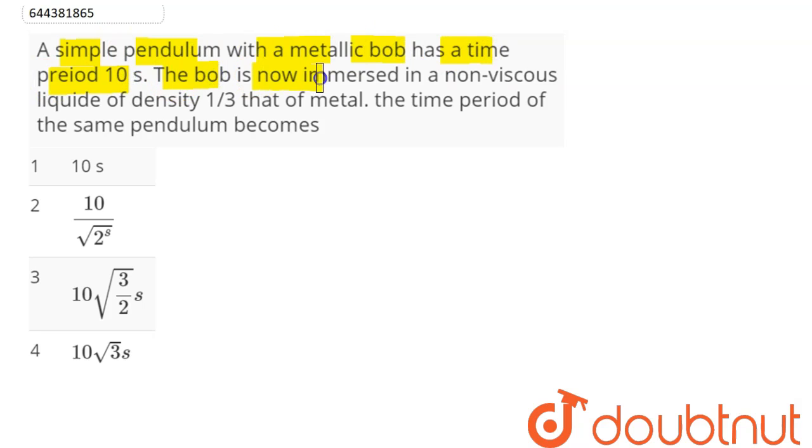A simple pendulum with a metallic bob has a time period of 10 seconds. The bob is now immersed in a non-viscous liquid of density 1/3 that of the metal. The time period of the same pendulum becomes?